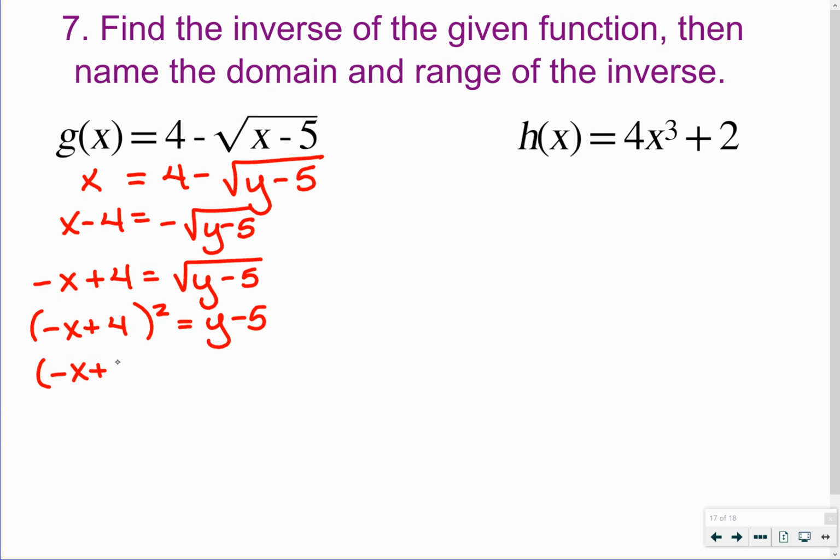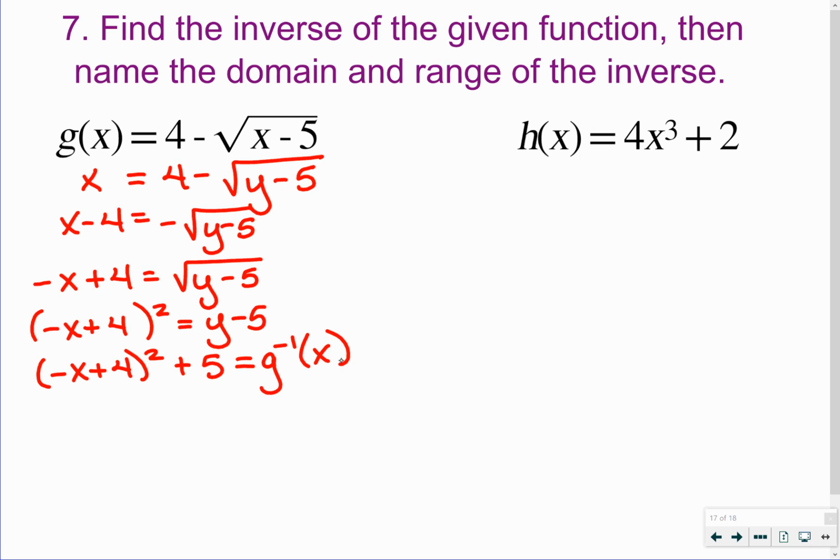So negative x plus 4 squared plus 5 equals, and then at the very end, we don't want to say g of x, or we don't want to say y, because it's an inverse. So we want to write that inverse notation back in there. That's where the whole point on your test is, just putting that inverse notation in at the end.